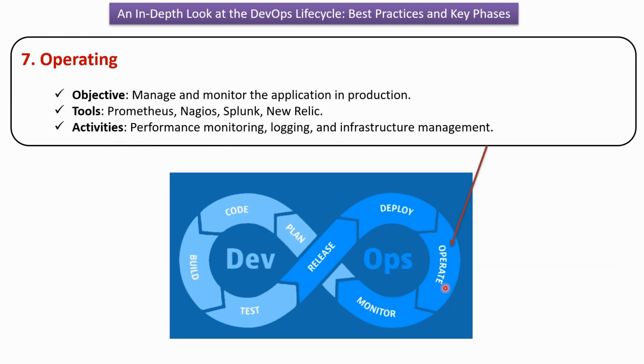Seventh step is operating. The objective is to manage and monitor the application in production. Tools used are Prometheus, Nagios, Splunk, and New Relic. Activities are performance monitoring, logging, and infrastructure management.